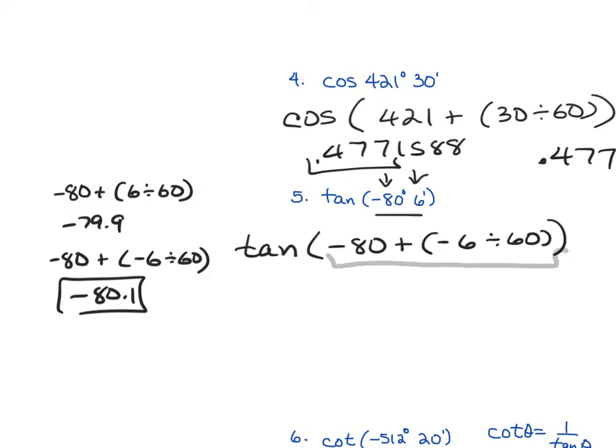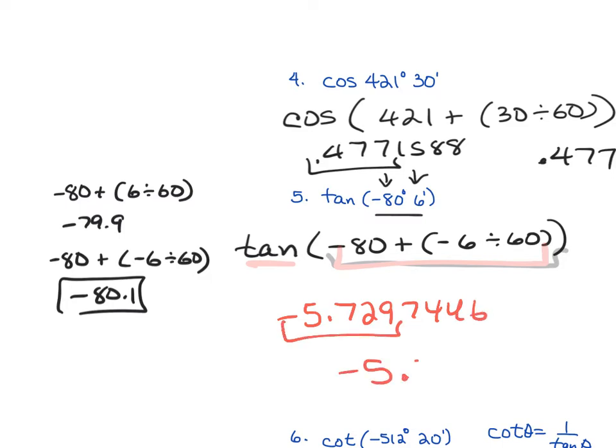So now what I'm going to do is, once you hit the tangent button and then put this in here, you should be getting negative 5.7297446, truncated to 3 places, negative 5.729.